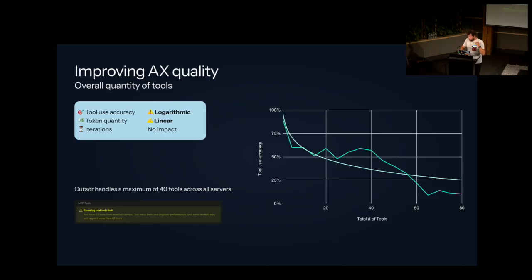Here is a benchmark I ran to showcase the decrease of tool use accuracy as the quantity of tools available for an LLM increases. And you can see that the accuracy decreases logarithmically as the quantity of tools increases. This is probably why you have tools like Cursor saying you cannot have more than 40 tools connected to your LLM at some point, because above this threshold, the tool that is being used by the LLM has more chance to be the wrong one than the correct one.